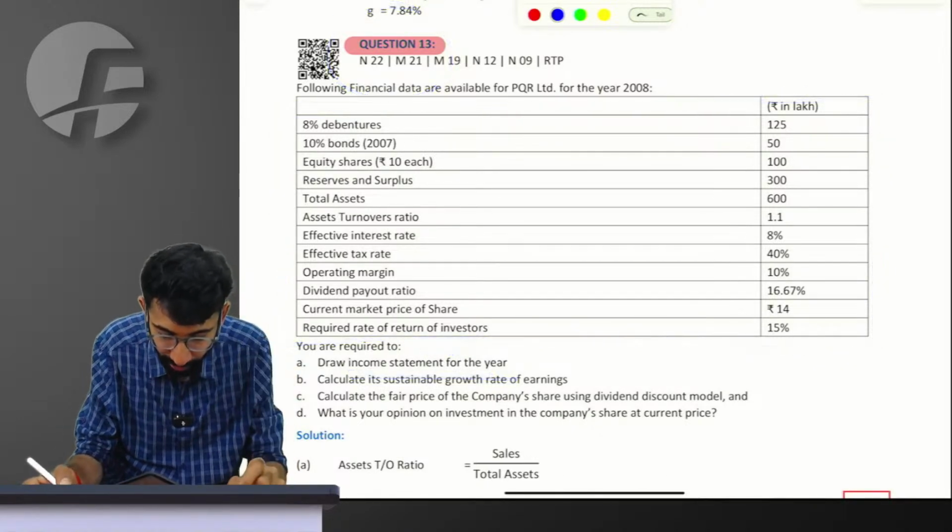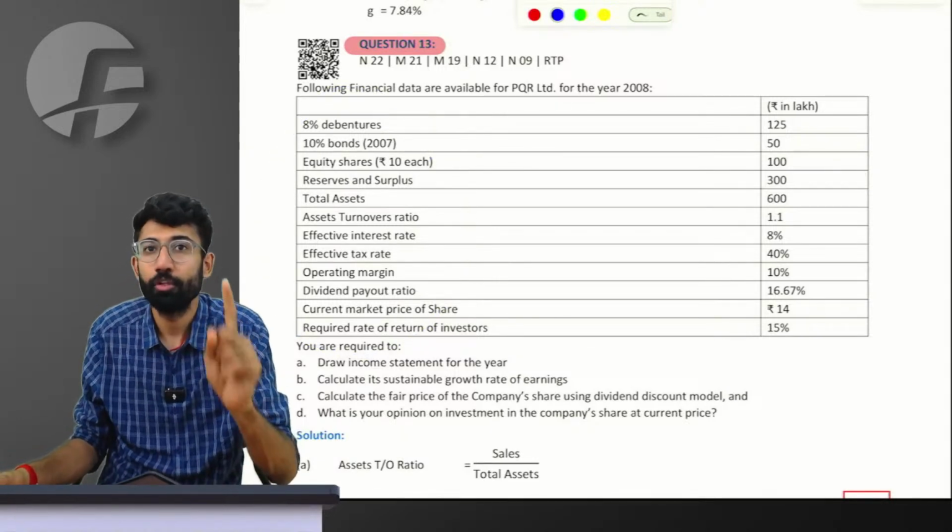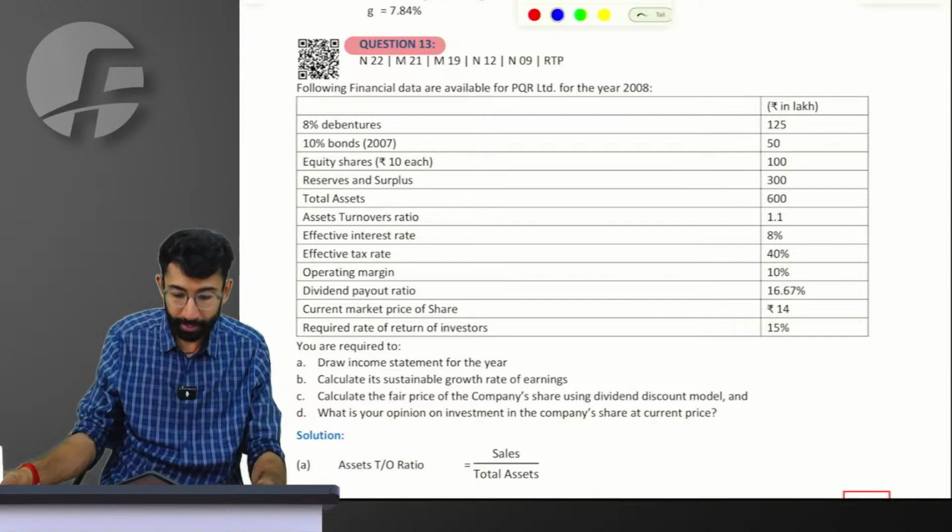When you prepare the income statement, you will realize that, sir, revenue itself is not given. I'm trying to give you the hints. You will have to solve this question on your own. I'm trying to give you the hints.